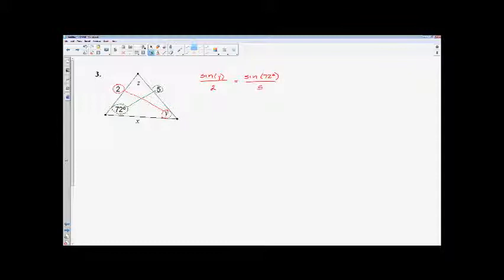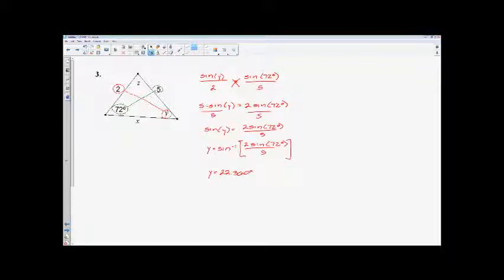I'll cross multiply this. I am trying to solve for an angle, so I'll end up doing the inverse sine at some point. So here I have 5 times sine y equals 2 times sine 72. I'll work this out real quick. Kapow! Told you. When I punched it in, I got 22.360. I did store that for A. Anytime I get a decimal answer that's not pretty, I'll store it in my calculator.